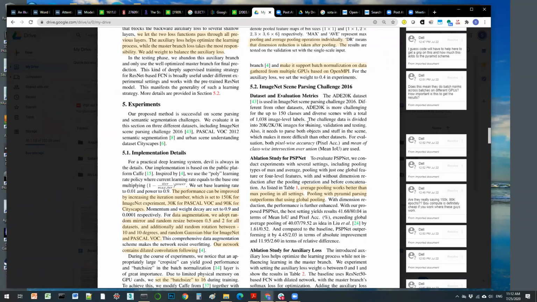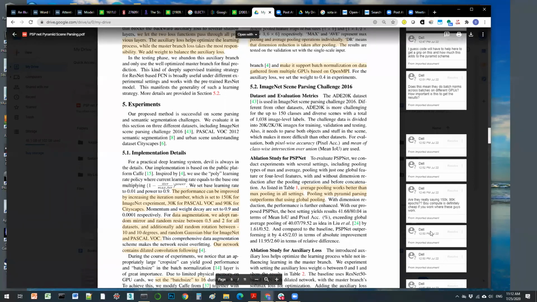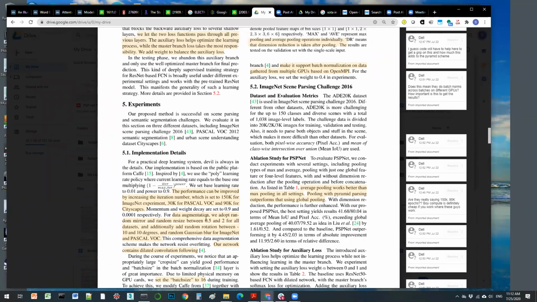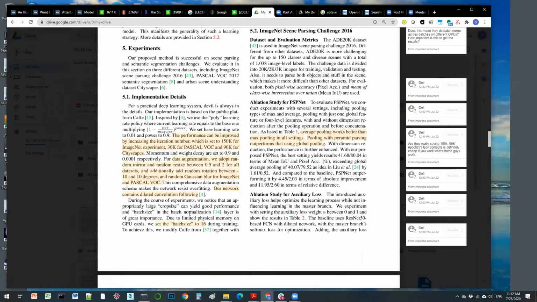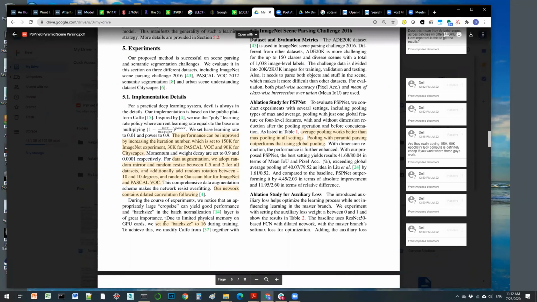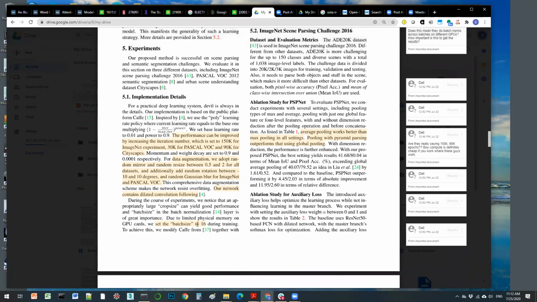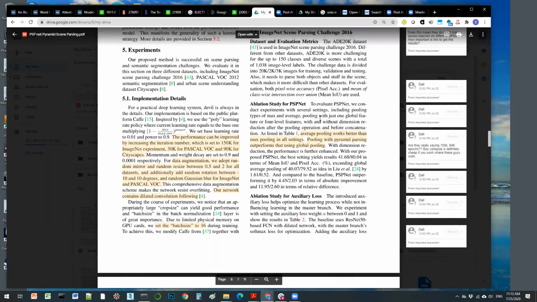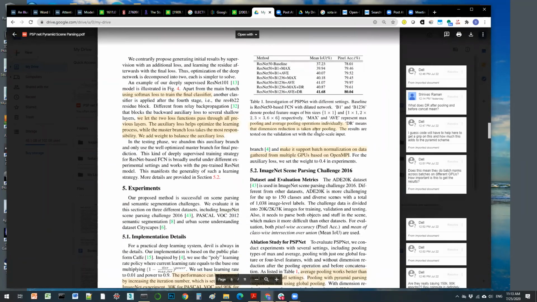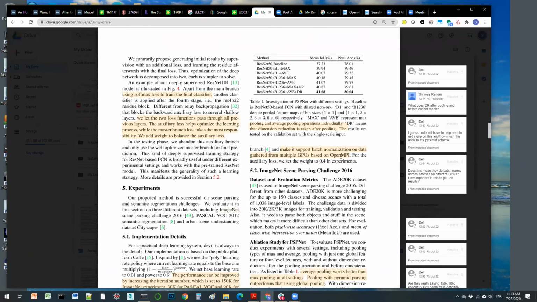So but how do you know that? Can you not keep the batch size of 16 and just do it on one GPU? You won't be able to hold it in memory, is what they're saying. Due to limited physical memory on GPU, we set the batch size to 16, and they then modify Caffe and make it support batch norm using the OpenMPI, which means they've actually screwed with the framework to get this to work. But I don't know.